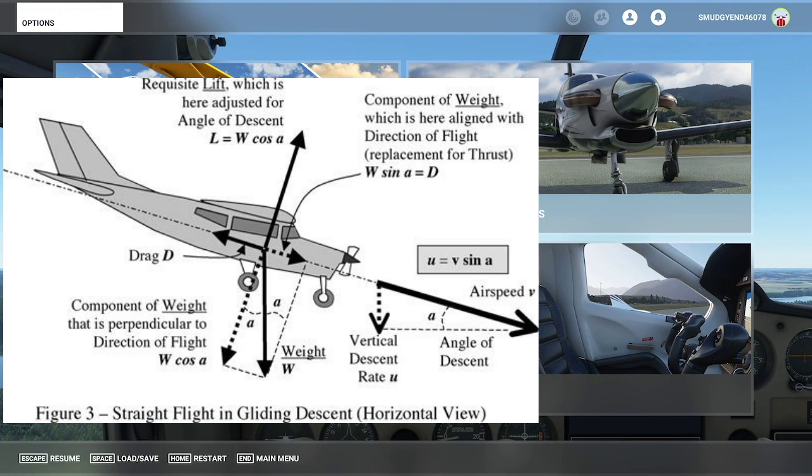Basically the weight is shifting forward and you maintain your airspeed and you descend. Okay. So hopefully this helps you get your mind around some of the components, the four forces, how they interact when you're in straight and level, when you're in a climb, and when you're in a descent.